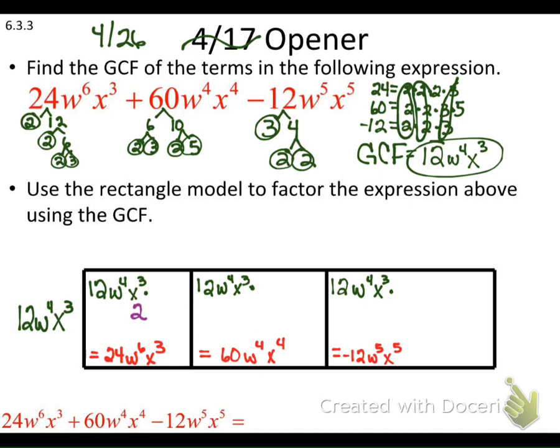Then I look at my W's. I have 4 in my height. My total area has 6. So how many W's does my width have to be? So you went from 4 to 6. So 4 plus what gets you to 6? 2. So W squared. And then we look at our X's. I started with X to the third and I ended with X to the third. So does my width need any? No. So the width of this first rectangle is W to the 6.